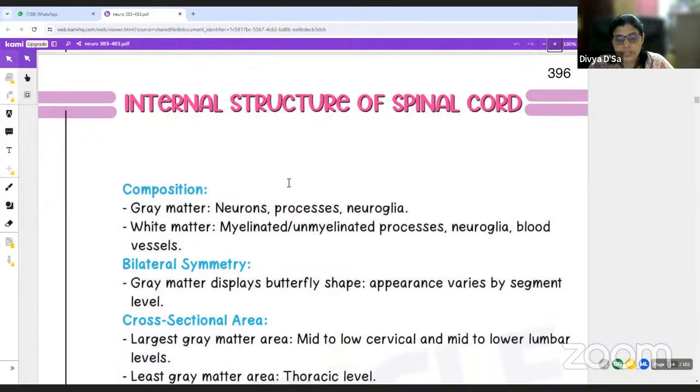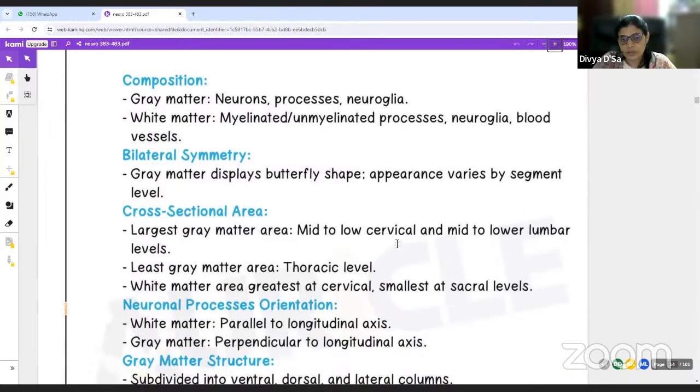So cross-sectional area. The largest gray matter area is in the center, so mid to lower thoracic and mid to lower lumbar level. So it is the largest there. Okay, mid to low cervical and mid to lower lumbar levels. So the least gray matter area is the thoracic level. White matter areas are greatest at the cervical. Okay, so a large amount of white matter is present more at the cervical, and it is least at the sacral.